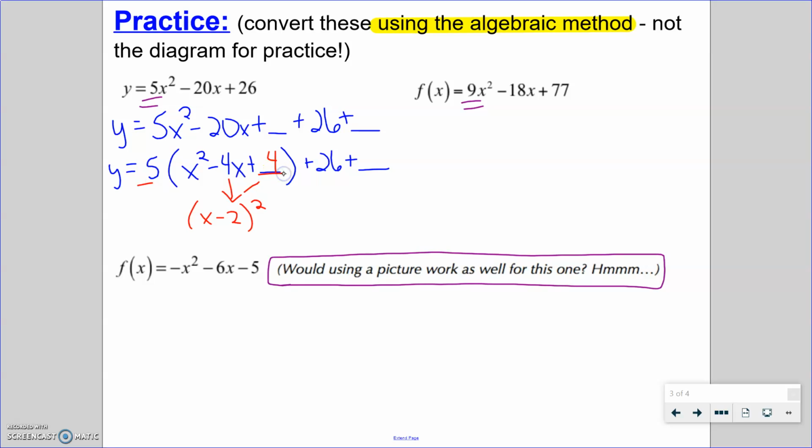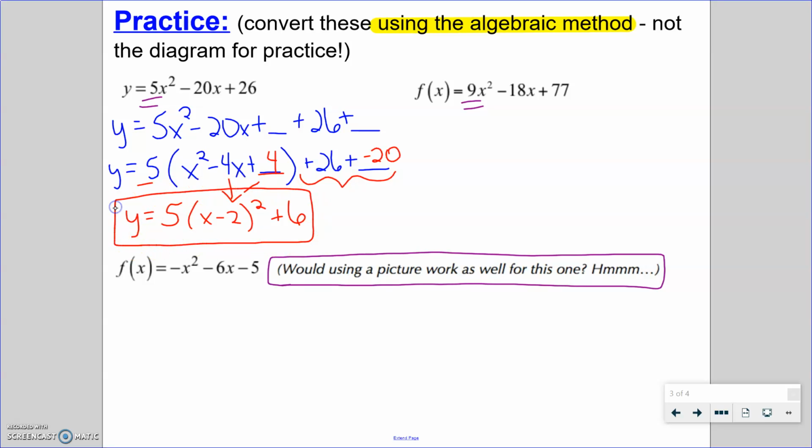I added 5 times 4, which is 20. So to balance it out, if I added 20 to that side, I need to subtract 20 as well. So it's kind of like I only added 0. The 5 that was in the front comes down, and this 26 plus -20 is 6. So we put the +6 at the end.